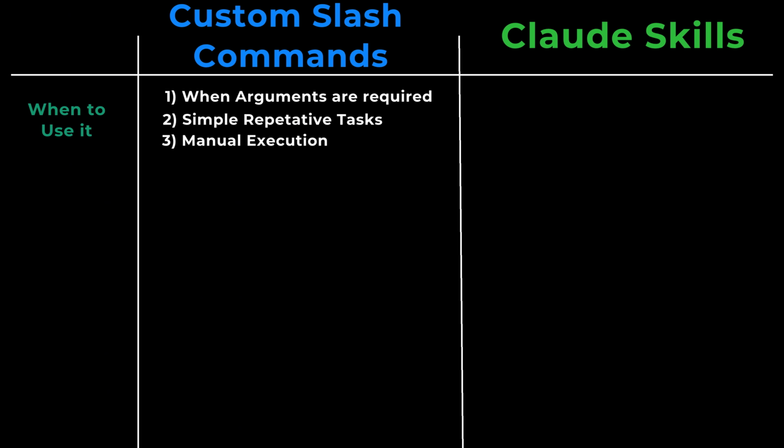Skills make sense when the workflow has multiple steps, needs templates, scripts, or extra resources, or when you want Claude to trigger it automatically based on what you ask. If you say, review this tool, or optimize this page, Claude can pick the right skill because of the description you wrote in the SKILL.md file.